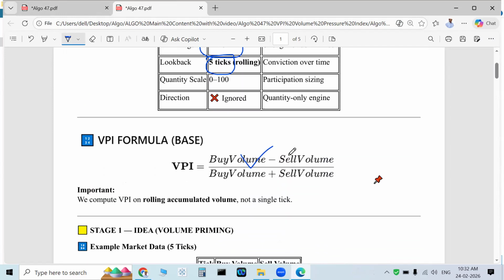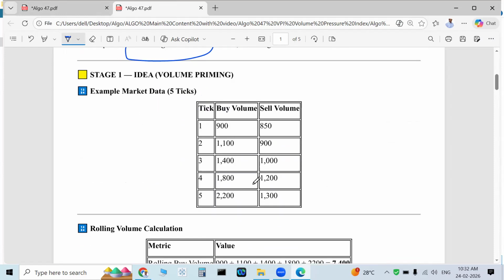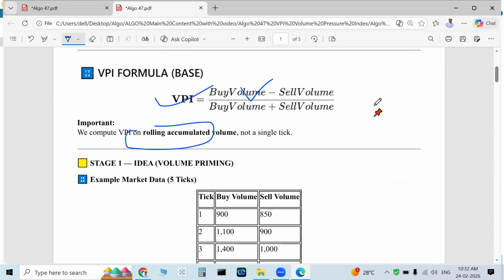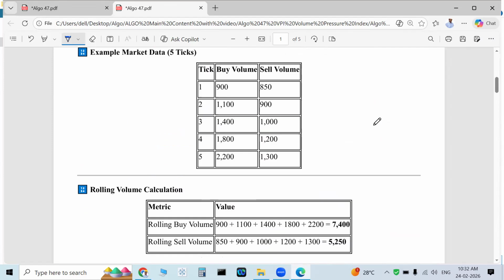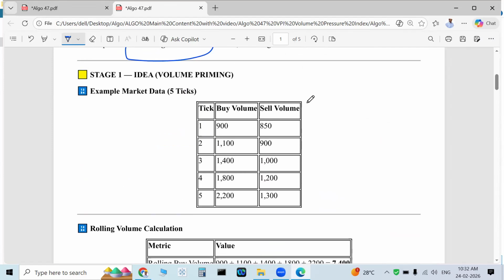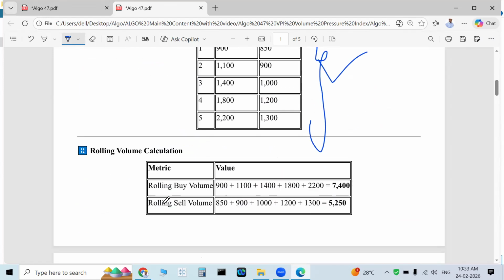If the buyer volume and seller volume are calculated on a rolling basis, we can calculate the VPI. For VPI we are going to keep a threshold of 0.20. If it comes above that, we are going to trade with a small quantity, and if the VPI increases on the positive or negative side, we are going to increase the quantity based on the change in VPI. So the first part is the buyer volume and the seller volume, which we calculate in a rolling way.